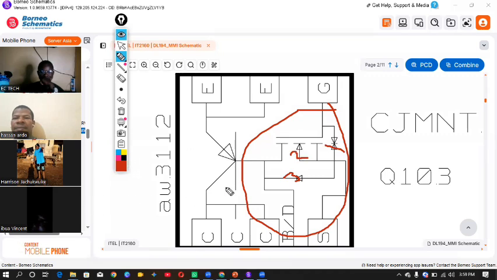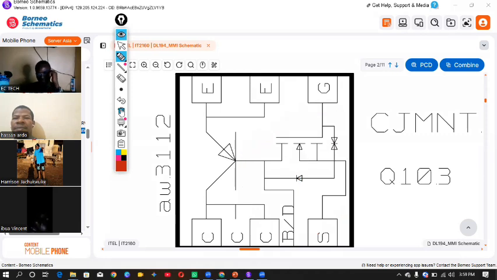The arrow is facing the gate. It's facing the gate, so it's N channel. Yes sir, that arrow. So, Mr. Horizon, it's not facing opposite. It's facing the gate. This is the gate. It's facing the gate side. So this is N channel.